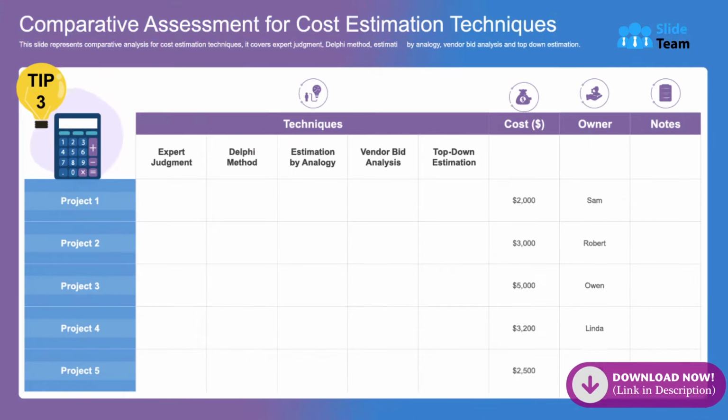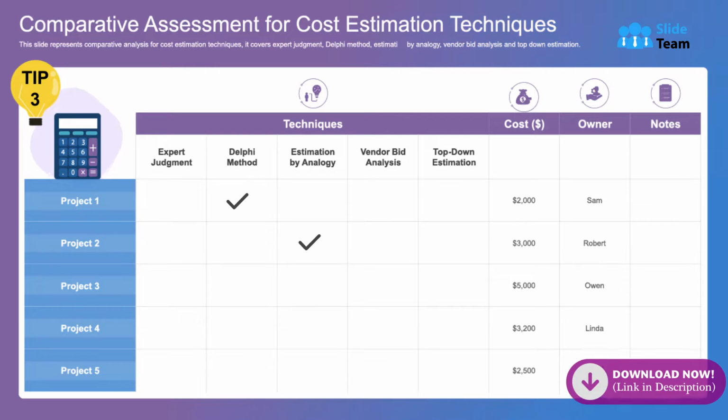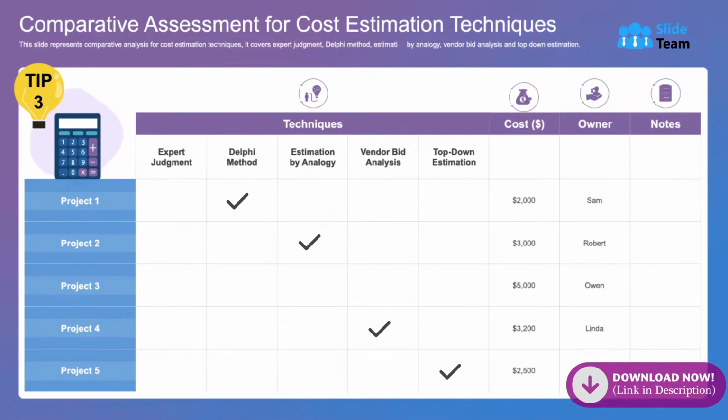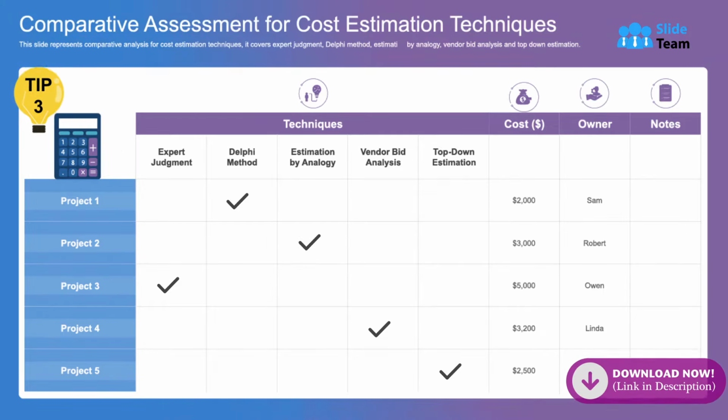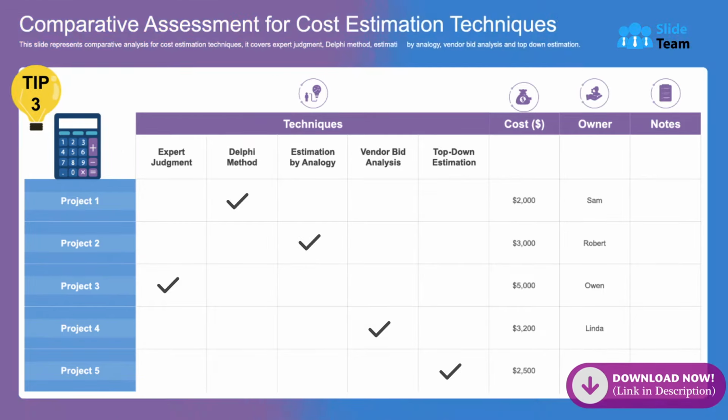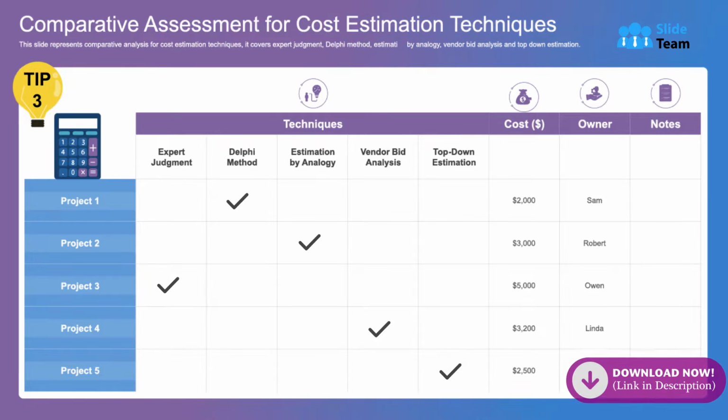Tip 3. The correct cost estimation technique for your project depends on the type and phase of the project. Use this graphic to decide your technique. For instance, if you have worked on a similar project in the past, the analogous estimating technique is preferable. It uses information from a similar past project to estimate the cost and duration.